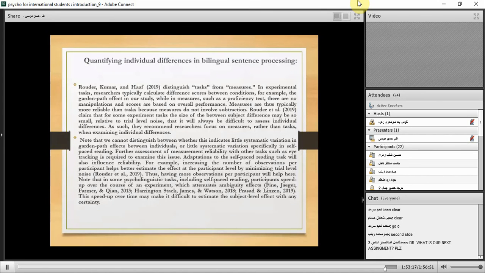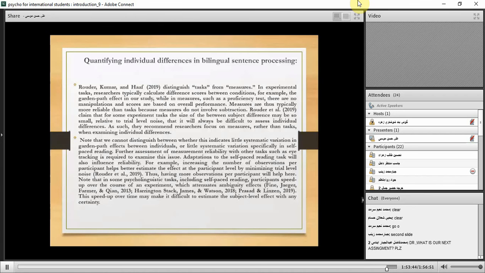Quantifying individual differences in bilingual sentence processing. Kumar and Have distinguish task from measure. In experimental tasks, researchers typically calculate difference scores between conditions, for example, the garden path effect in our study, while in measures, such as proficiency tests, there are no conditions and scores are based on overall performance.